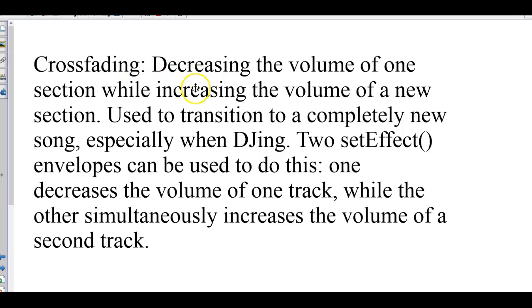Crossfading is when you decrease the volume of one section while increasing the volume of a new section. You often hear this in a dance where the DJ is switching from one song to another. The setEffect envelopes can be used to do this. One decreases the volume of one track while the other simultaneously increases the volume of a second track.